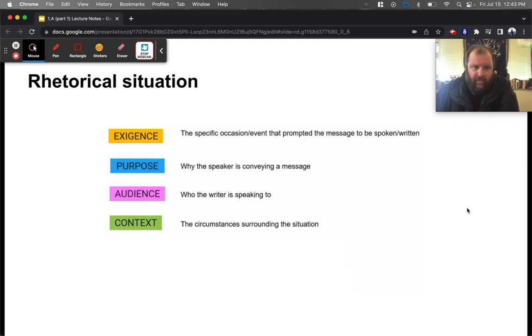Okay, so the context: the circumstances surrounding the situation. That is stuff like the year, the date, the time, right?